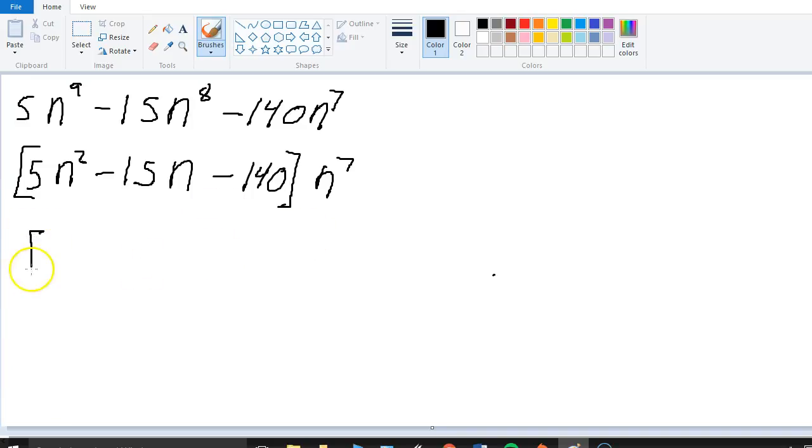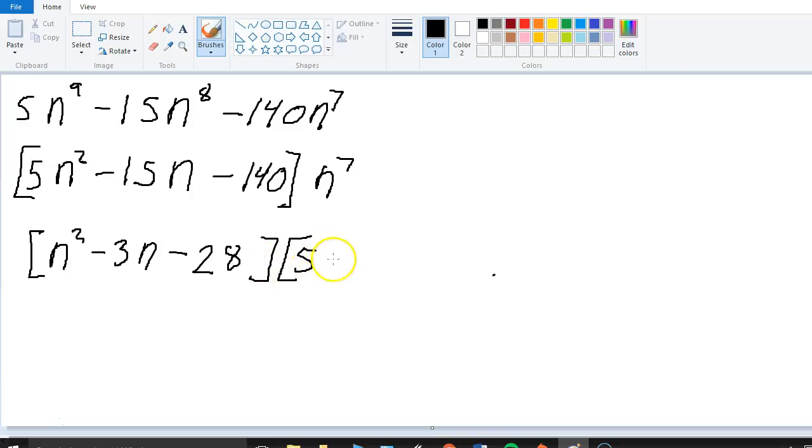So I'm going to get n squared minus 3n. 3 times 5 is 15. Minus 140 divided by 5. 140 divided by 10 would be 14, so 140 divided by 5 must be 28. Okay, times 5 n to the power of 7.